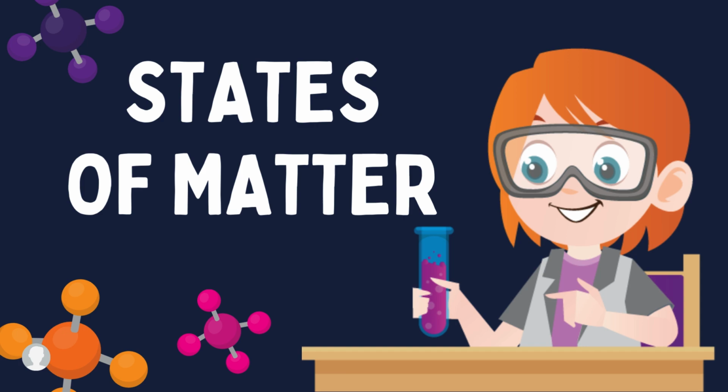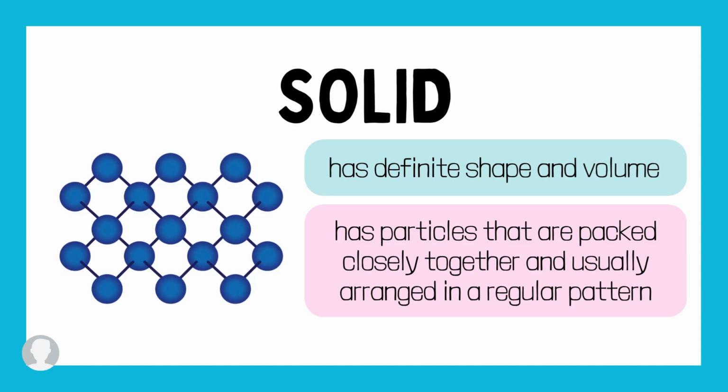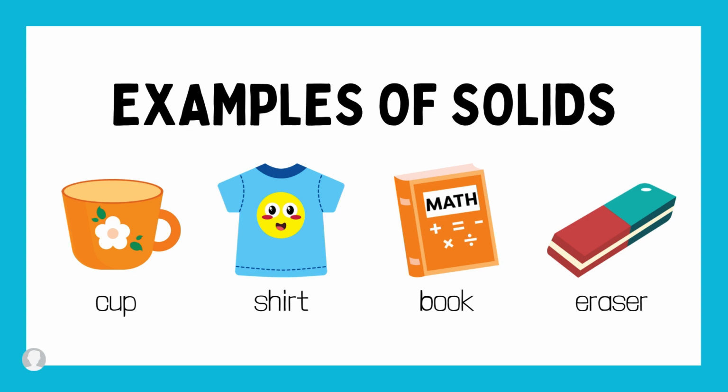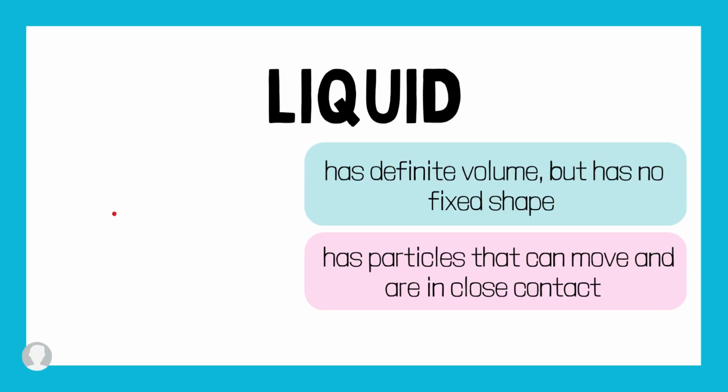Before we start, let us have first a review. A review about states of matter. Are you ready, kids? Let us have the first one. Solid. Solid has definite shape and volume. It has particles that are packed closely together and usually arranged in a regular pattern. Mug or cup, shirt, book, and eraser are some of the examples of solid.